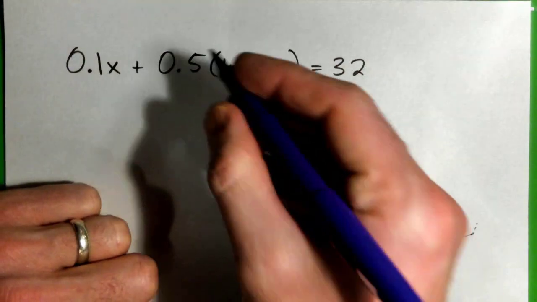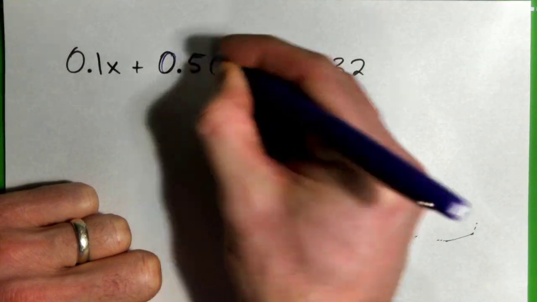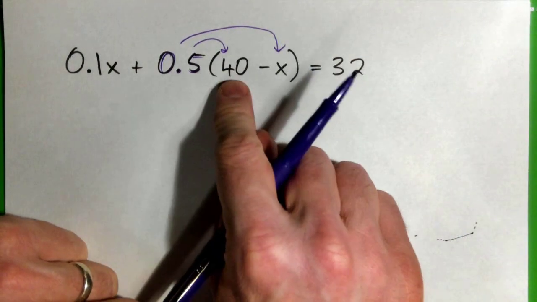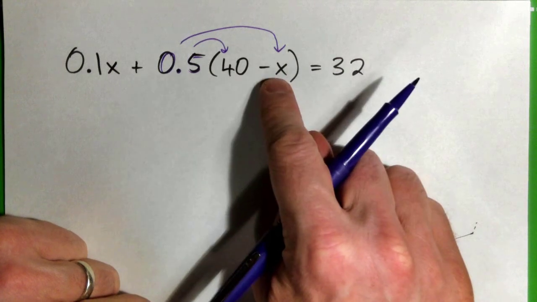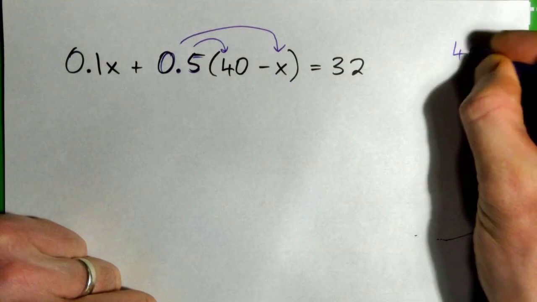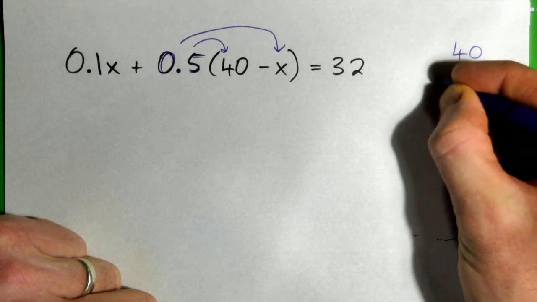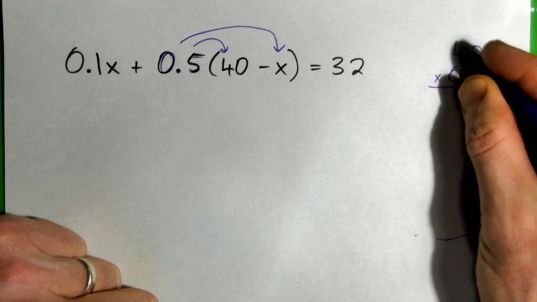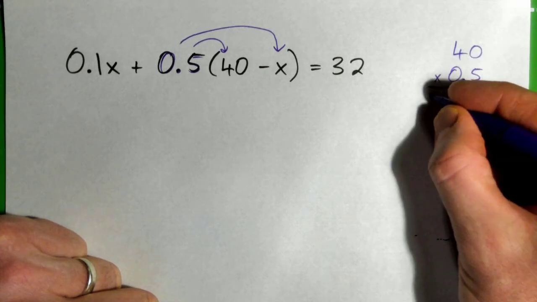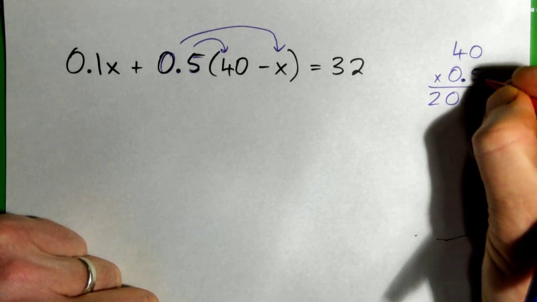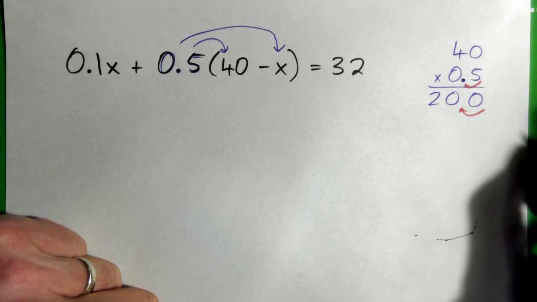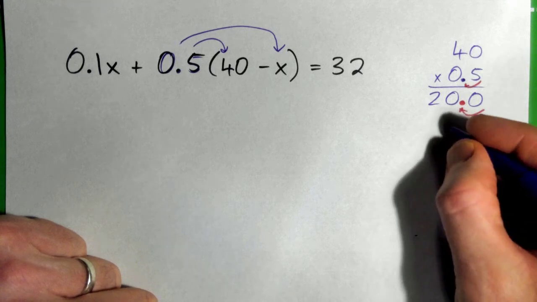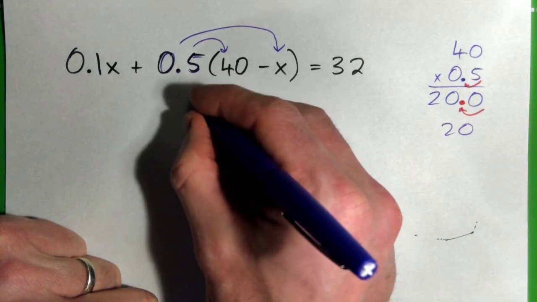But to simplify, we need to simplify the left here, and we can use the distributive property to multiply 0.5 in here and here. So you get 0.5 times 40 and 0.5 times -x. Now 0.5 times 40, let's figure that out here. 5 times 0 is 0, 5 times 4 is 20, and there's one decimal point in the question, so there must be 1 in the answer, so it's 20.0, right? Or just 20.